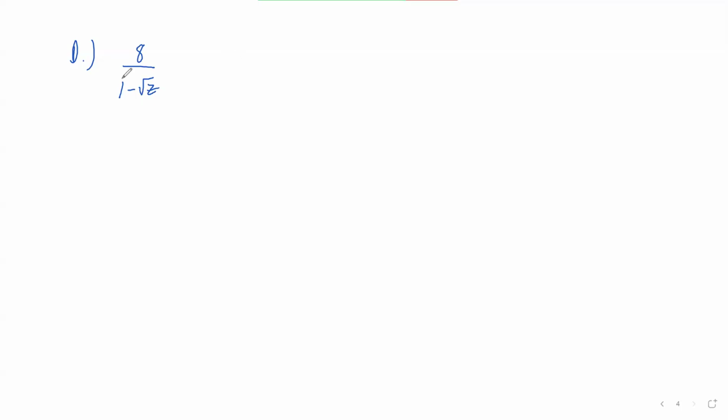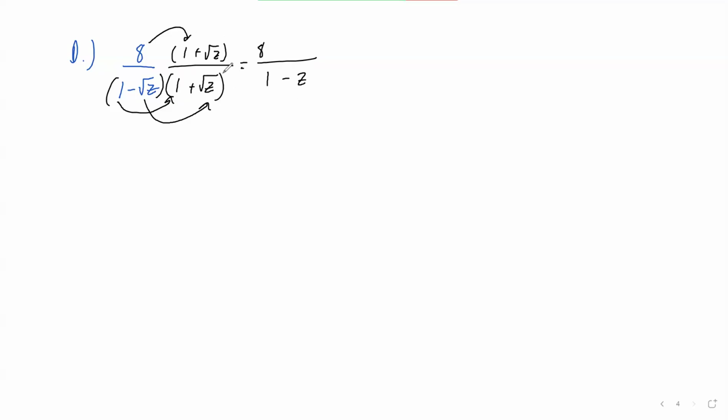Sounds good. Let's check it. What am I going to multiply by? All right. 1 times 1. Negative square root of z times square root of z. Perfect. And then what would I do here?